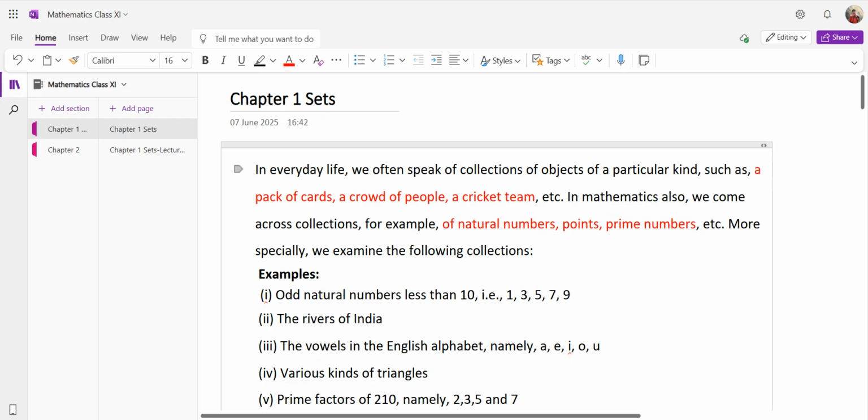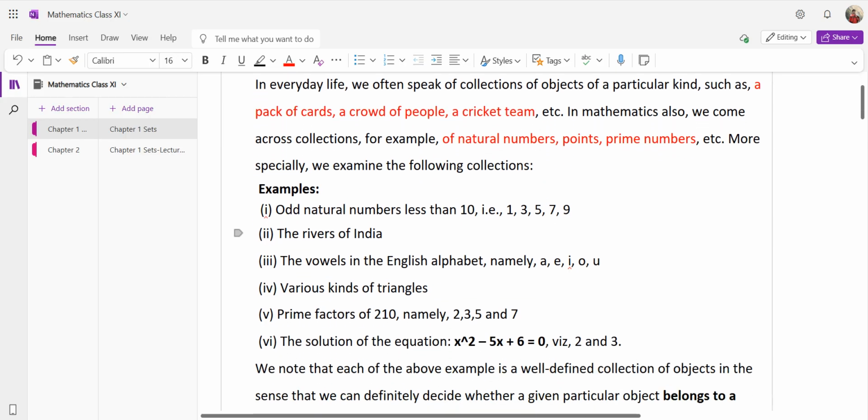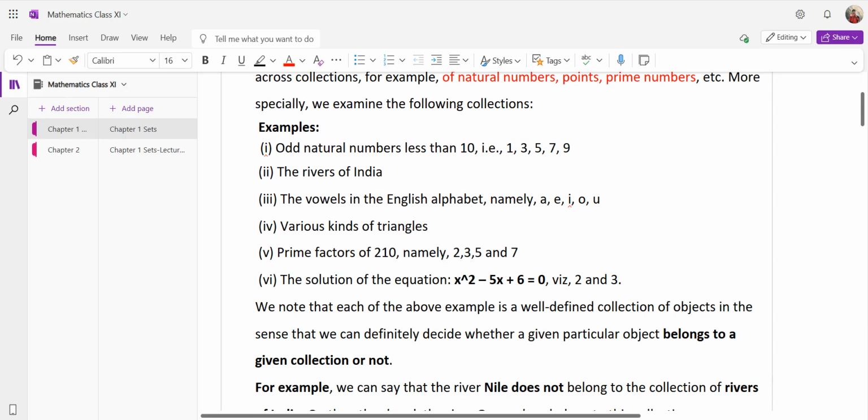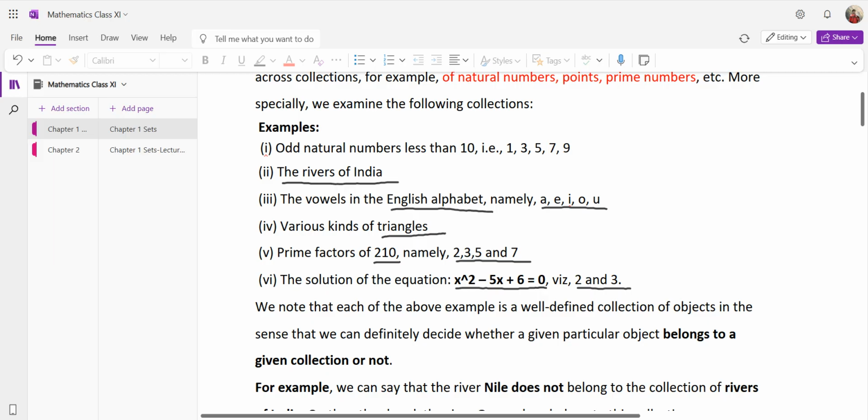The natural numbers less than 10, that is 1, 3, 5, 7 and 9. The rivers of India, the vowels in the English alphabet, namely A, E, I, O, U, various kinds of triangles, the prime factors of 210, namely 2, 3, 5, and 7, the solutions of the equation x square minus 5x plus 6 equal to 0 are 2 and 3.